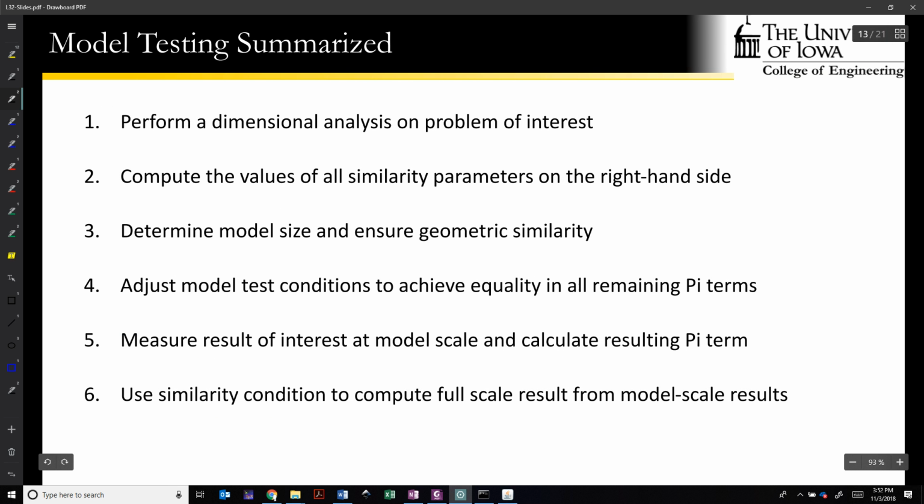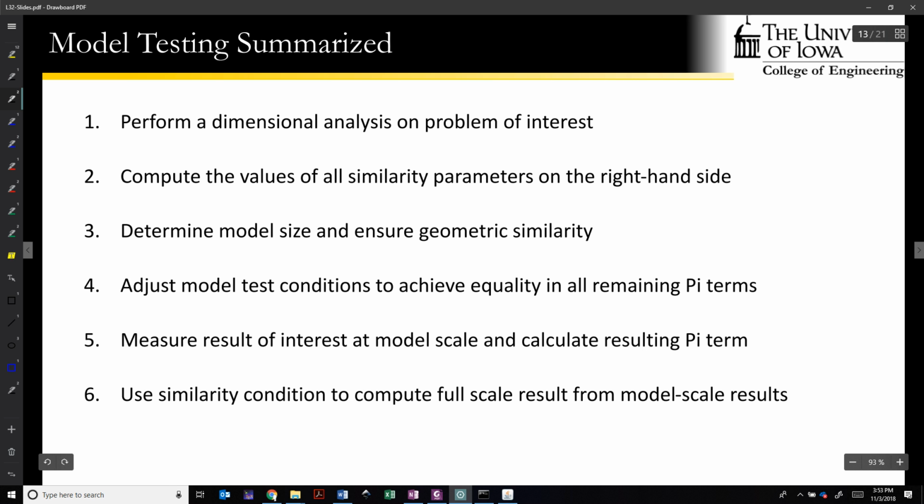So, enough with the general description. Let's get into one example before we close out this lecture. To do this, we're going to take a quick overview of how I like to formulate the process of going through model scale testing. I've proposed a six-step process.